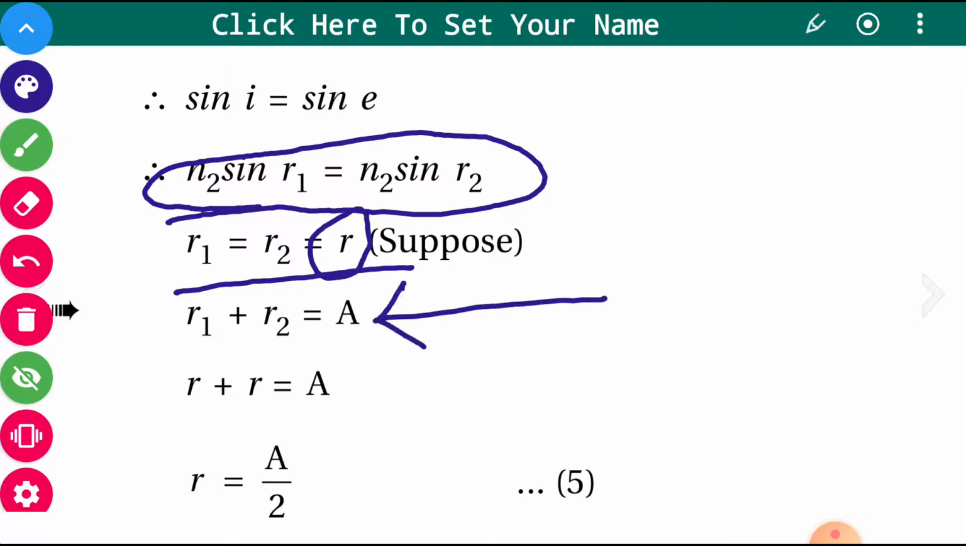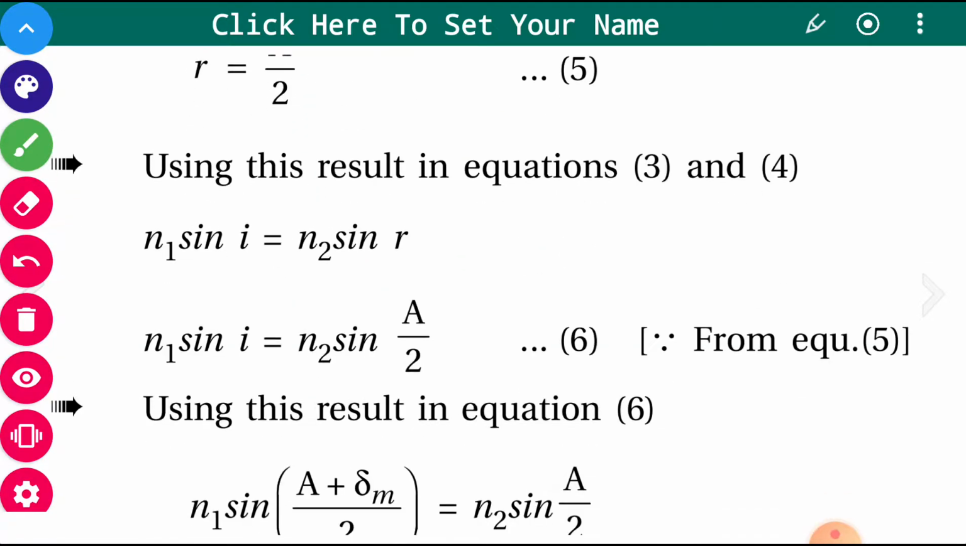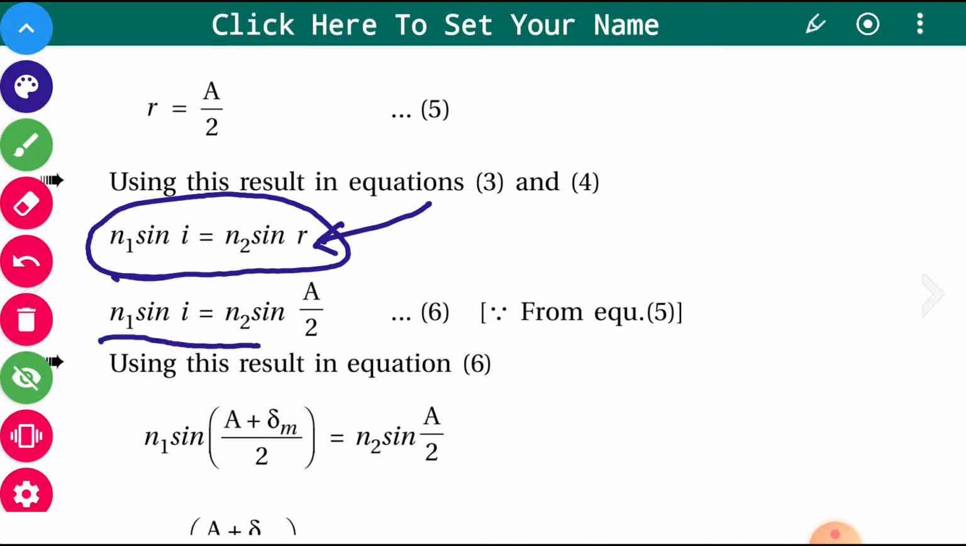Now we have R1 plus R2 is equal to A. So instead of R1 and R2 we write R. So R plus R is equal to A, so 2R is equal to A, so R is equal to A by 2. Now we have the result n1 sin I is equal to n2 sin R. Instead of R1 we have written R. So n1 sin I is equal to n2 sin A by 2. Instead of R we have written A by 2.